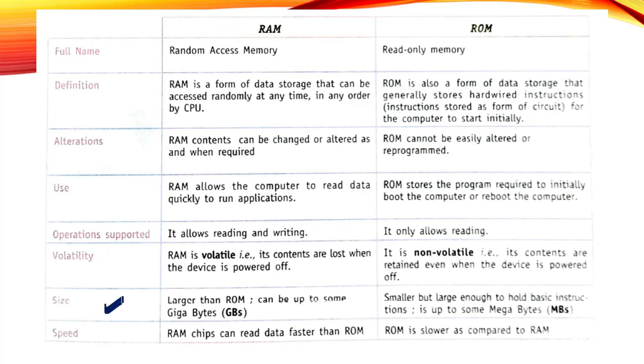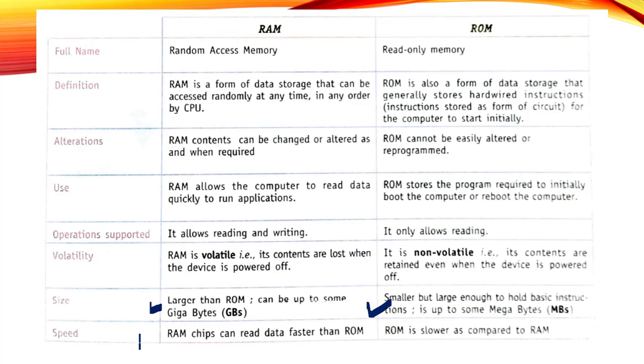Then next we have size. RAM is generally very big in size compared to the ROM. The size of RAM is generally in gigabytes. It can be 1 GB, 2 GB, 3 GB, 4 GB, 5 GB and so on. Whereas ROM is a very small memory. The size of ROM is very little and it is generally in megabytes.